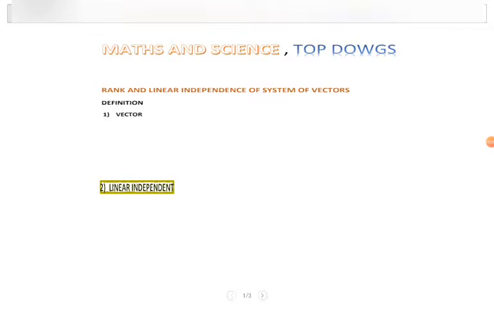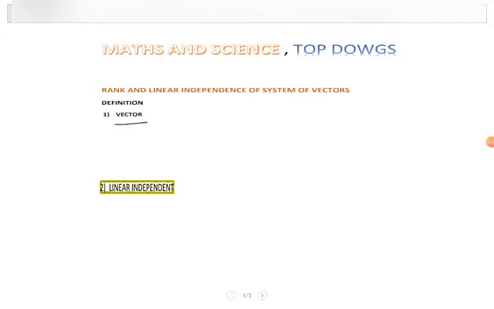Okay, so today we're going to take a look at the rank and the linear independence of a system of vectors. Okay, so check this. It's not a system of equations. We're checking the system of vectors where you have multiple vectors and you want to check whether they're linearly dependent or linearly independent. So first, let's define a single vector.